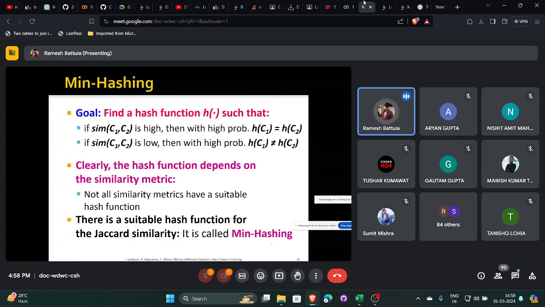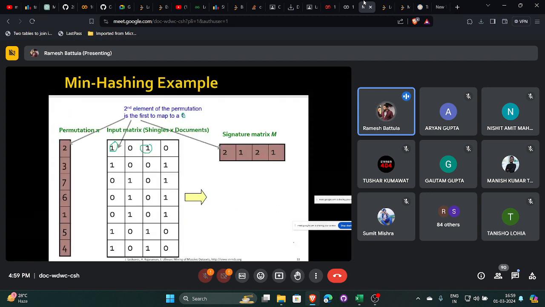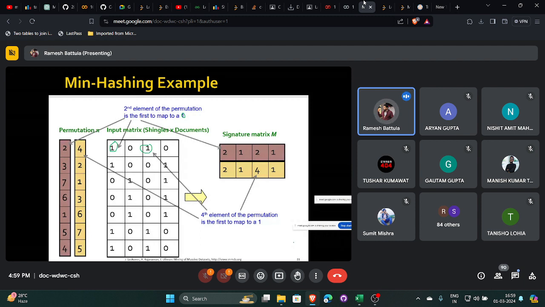So that's why we need to find the similarity. Is it high or low? If it is high, what is the probability? And if it is low, what is the probability? That's why we go for the Jaccard similarity, and there is a suitable hash function for the Jaccard similarity. It is called min hashing. We are doing that, and with the help of this we compute the hash values. We'll see in further discussion how these values come to us.